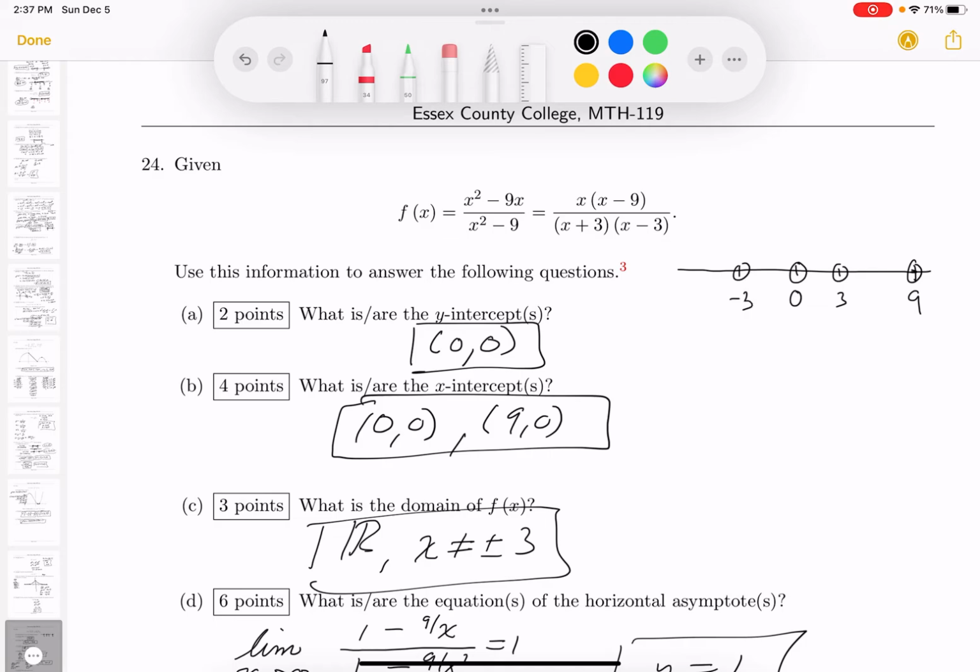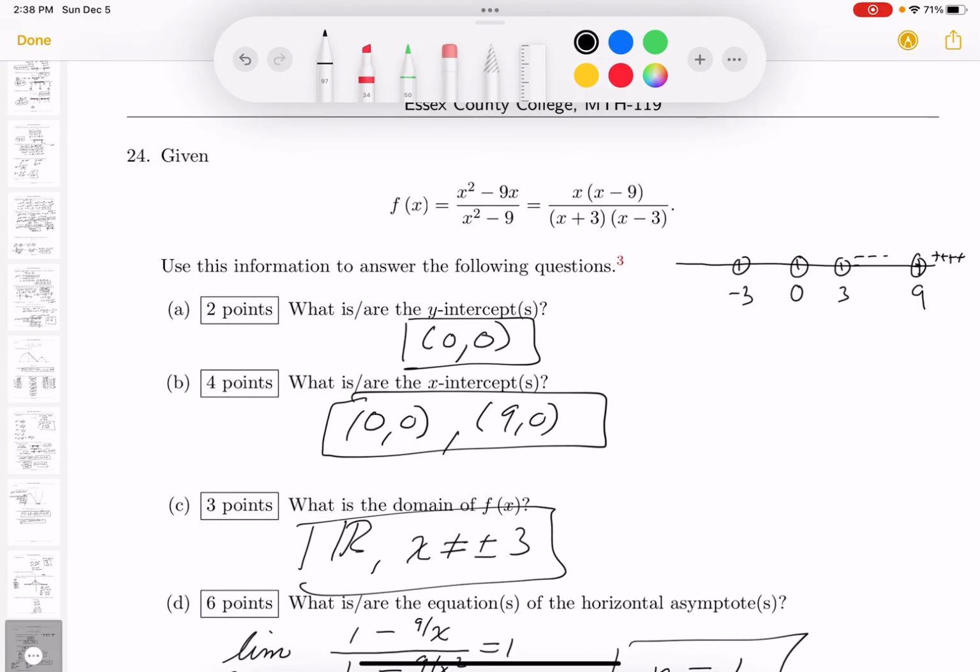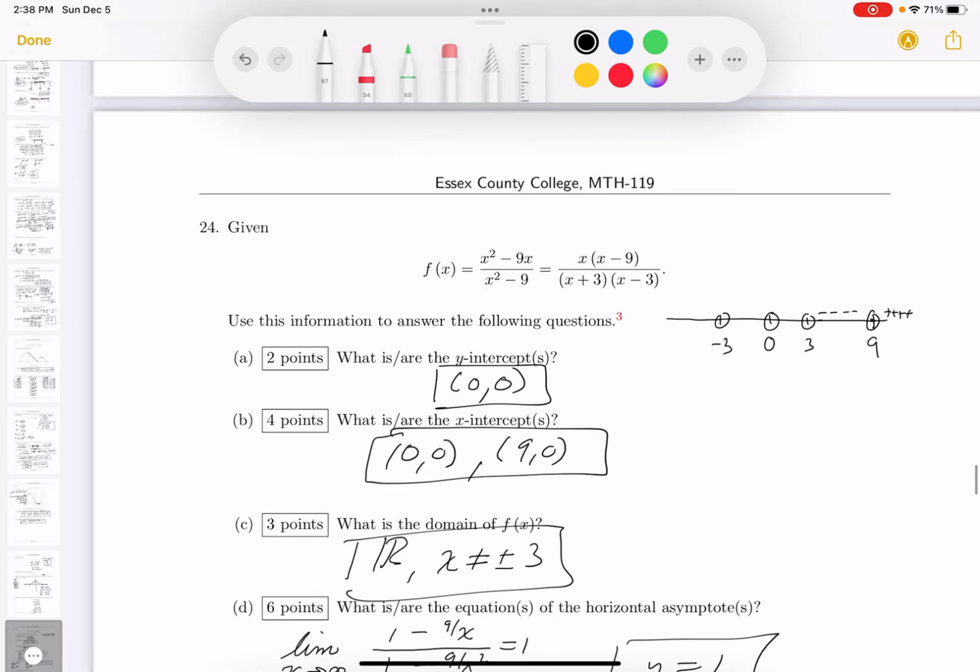And again, I hope you get any better with sign analysis. If you took a number like 10 and plugged it in, it'd be positive, positive, positive, positive. So I know it's positive on this side. Now, if you took a number between 3 and 9, like 6, and plugged it in, you get negative on top, positive on bottom, so it'd be negative. All right? I know it's tough, by the way.